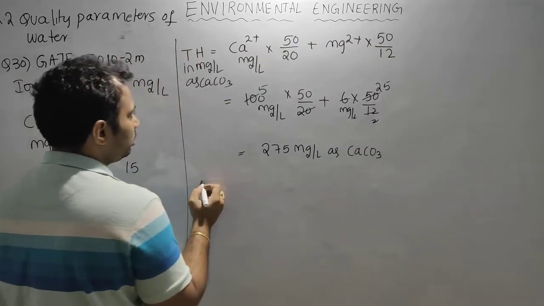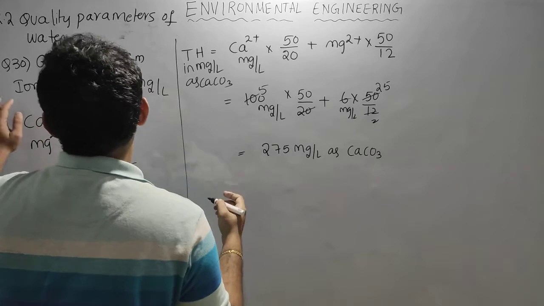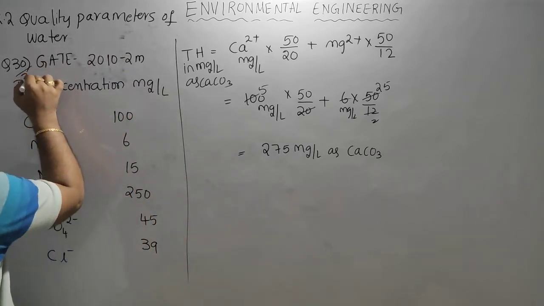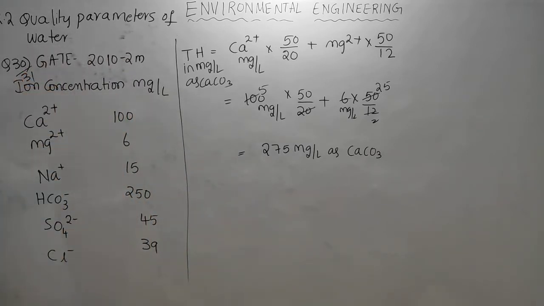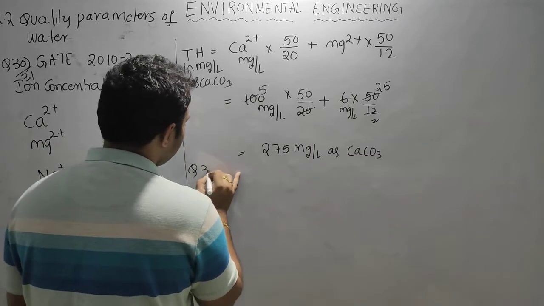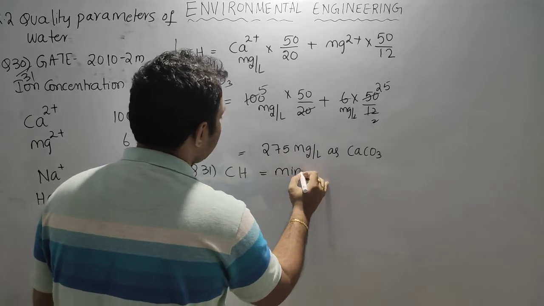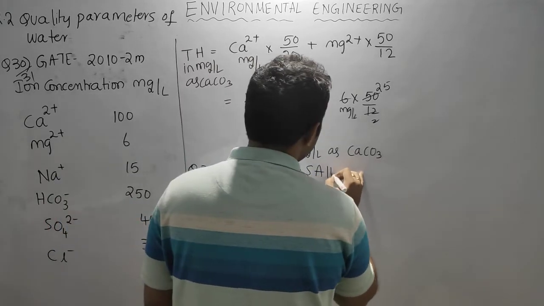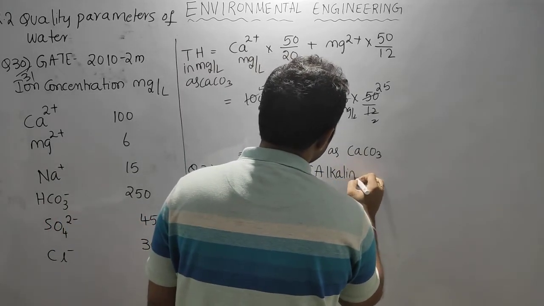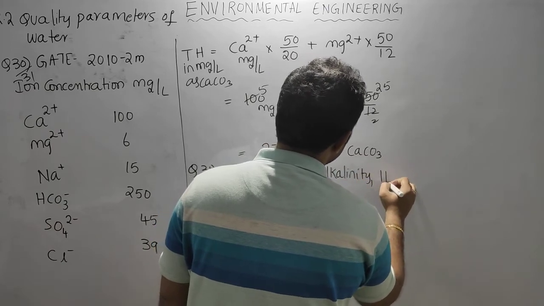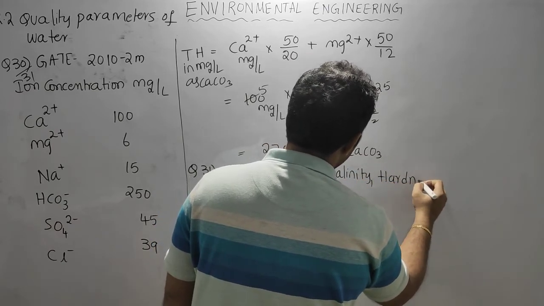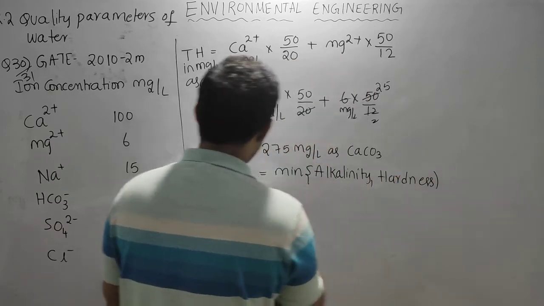So this is the 30th question. Now question number 31. 275 is the total hardness value. Question number 31 is carbonate hardness. So what is carbonate hardness? Carbonate hardness is equal to the minimum of alkalinity and hardness. We have determined hardness, so let us determine alkalinity.